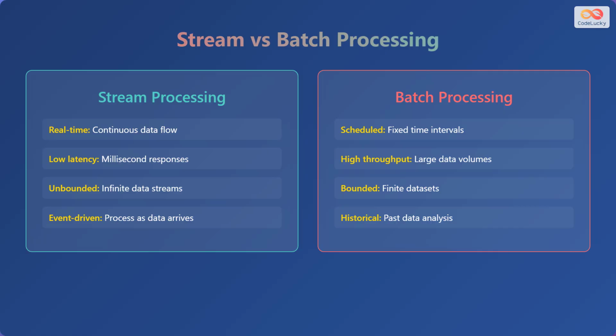On the other hand, batch processing is scheduled to run at fixed time intervals. It focuses on high throughput, handling large data volumes with bounded or finite datasets, and primarily performs historical or past data analysis.